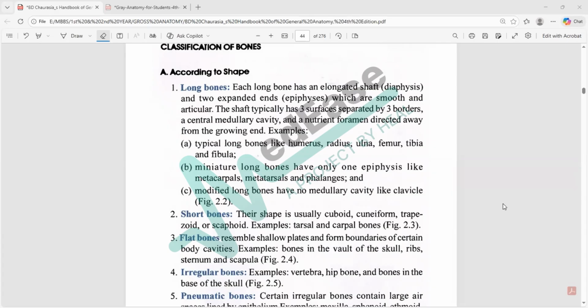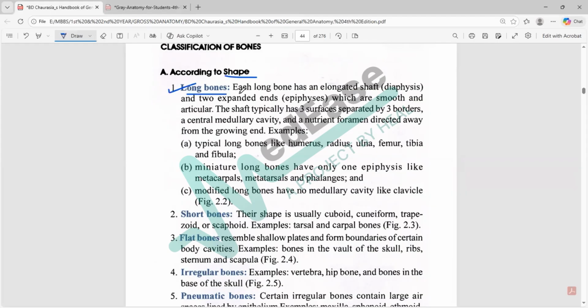Now moving to topic number 2, where we will be discussing the bones, or the skeletal system mainly. First we will be talking about the classification of the bone. Whenever we talk about the classification of the bone, we need to remember the bones are classified into different types, but one of the most important types is according to the shape.